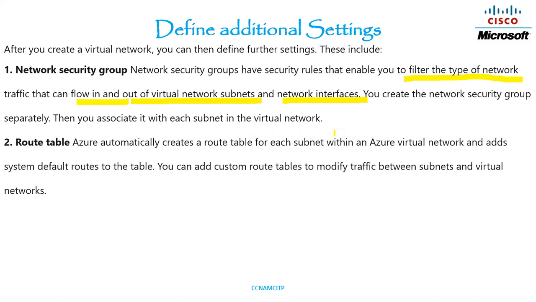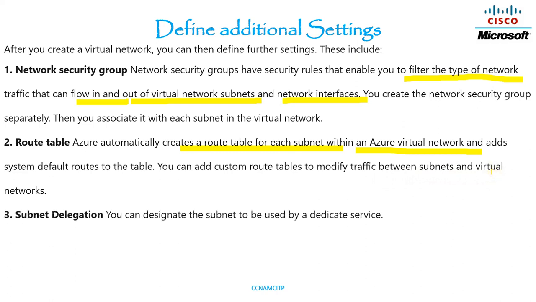Next one is route table. Azure automatically creates a route table for each subnet within an Azure virtual network and adds system default routes to the route table. You can add custom route tables to modify traffic between subnets and virtual networks.